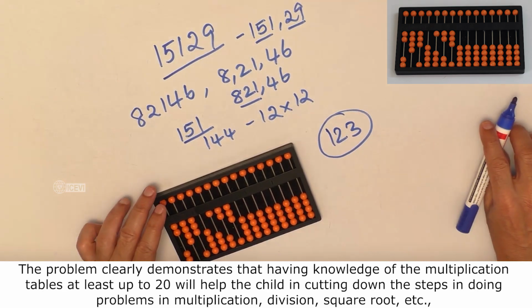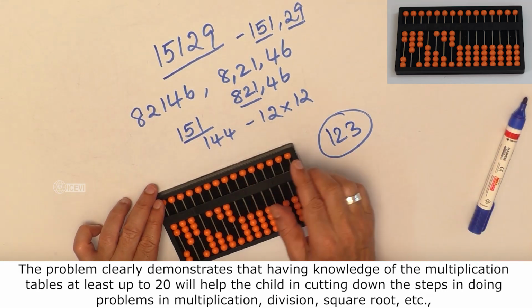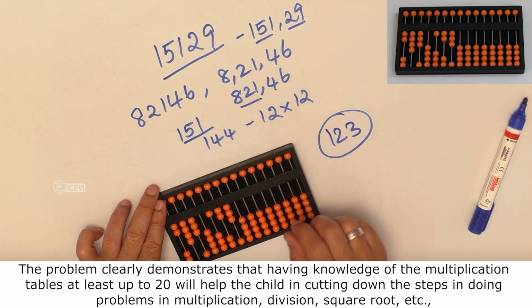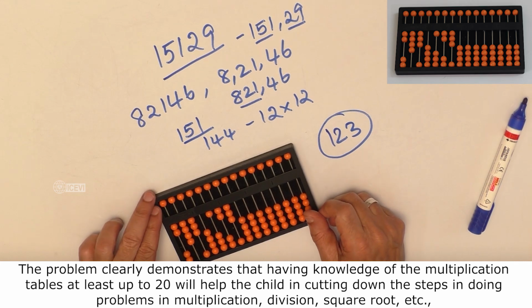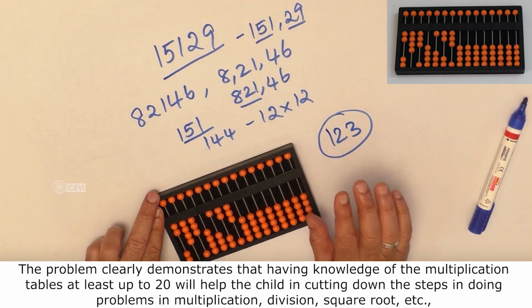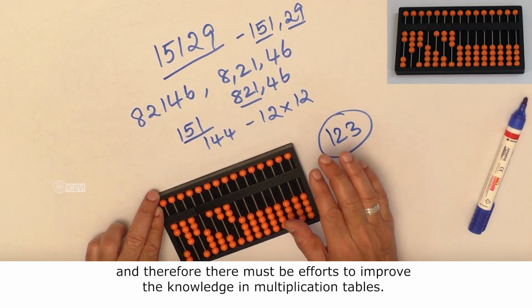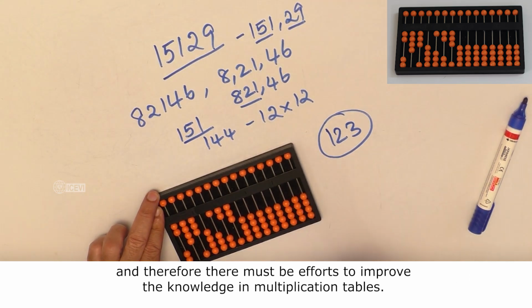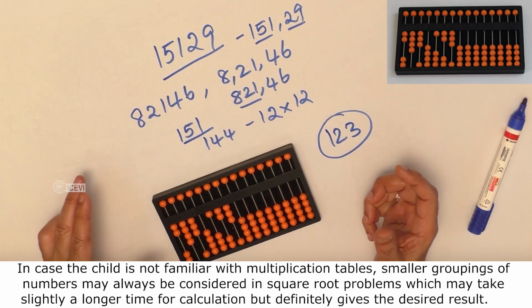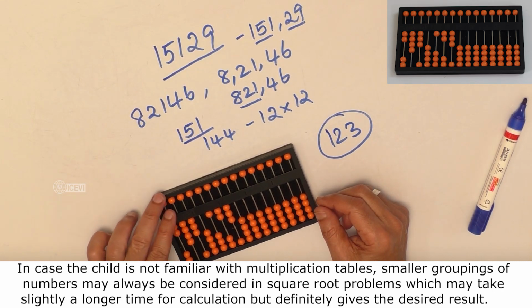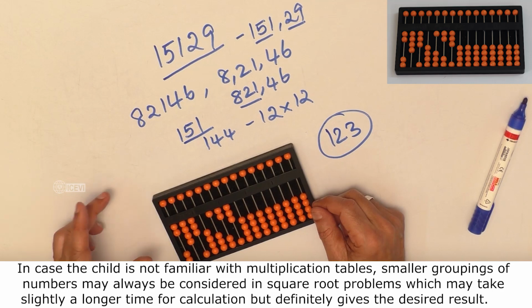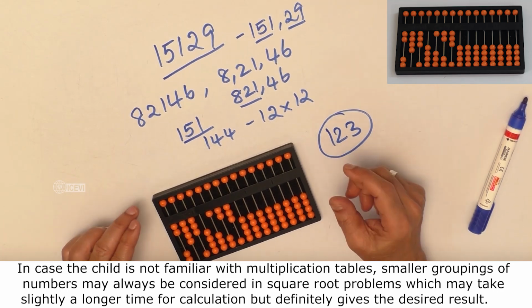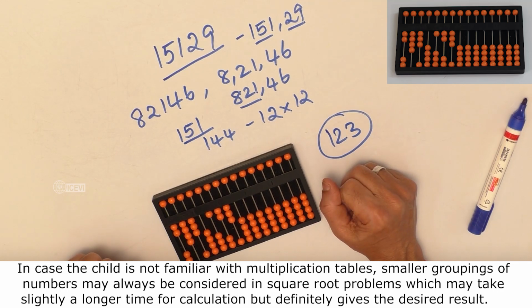The problem clearly demonstrates that having knowledge of the multiplication tables, at least up to 20, will help the child in cutting down the steps in doing problems in multiplication, division, square root, etc. And therefore, there must be efforts to improve the knowledge in multiplication tables. In case the child is not familiar with multiplication tables, smaller groupings of numbers may always be considered in square root problems, which may take slightly a longer time for calculation, but definitely gives the desired result.